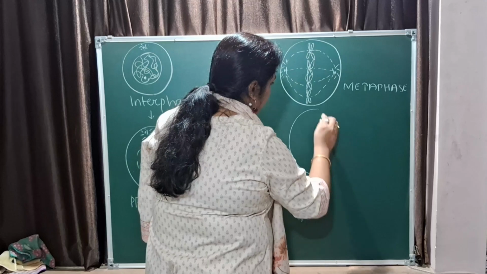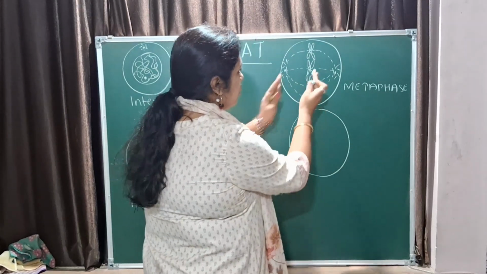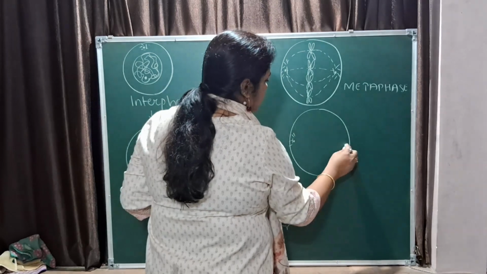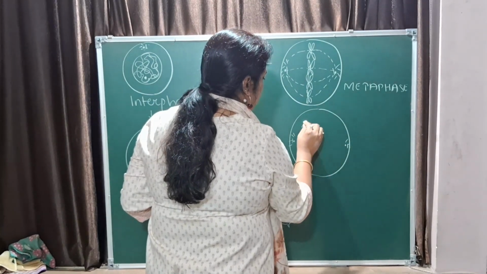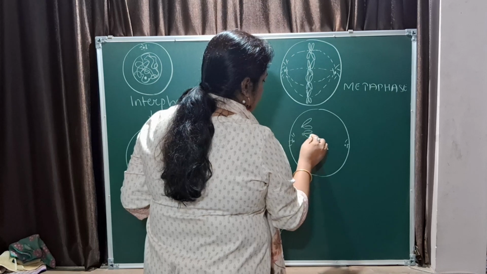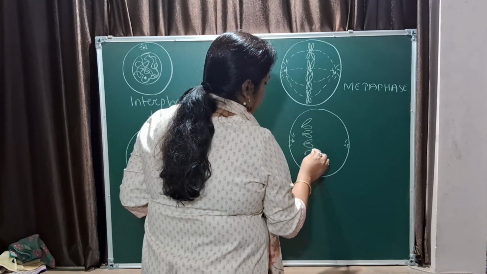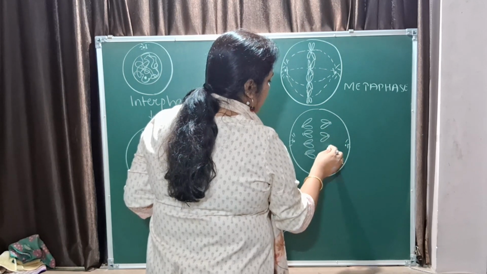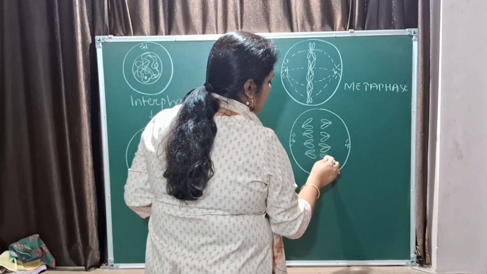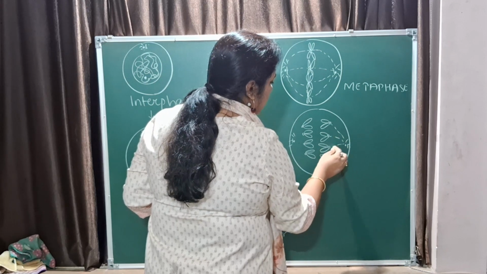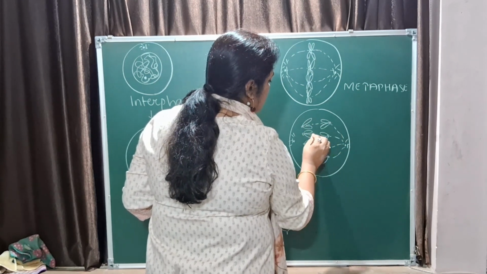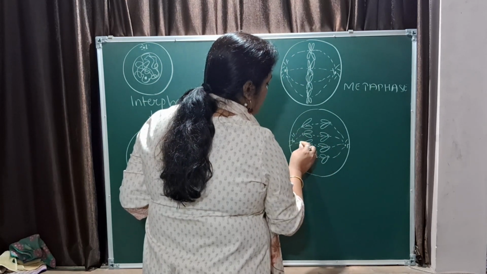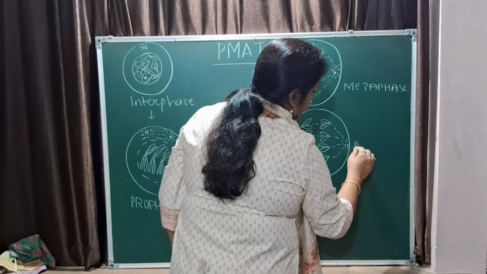Next one is the anaphase. That is, the chromosome splits. So what happens? The chromosomes split. The chromosomes move away from each other. A for anaphase, A for away from each other. Right. So this is how you identify it: the chromosomes are facing each other and they are moving towards the opposite poles. This is anaphase.